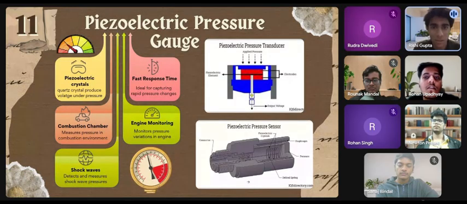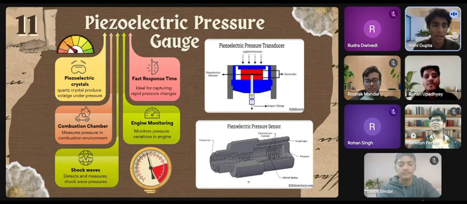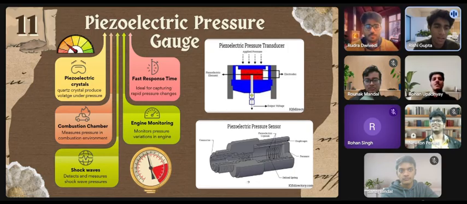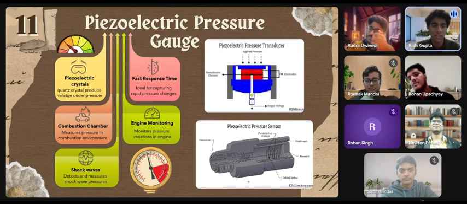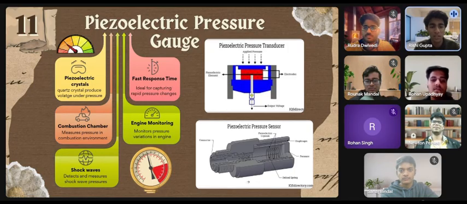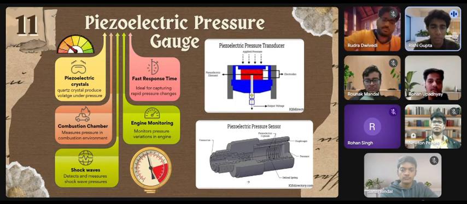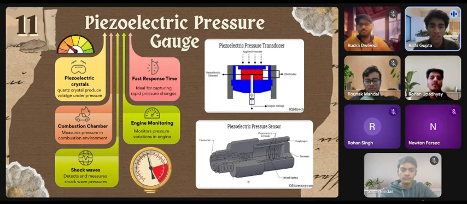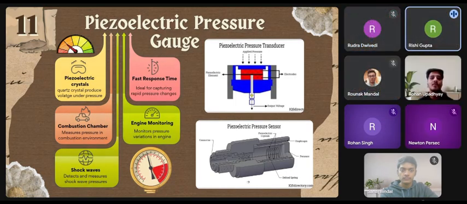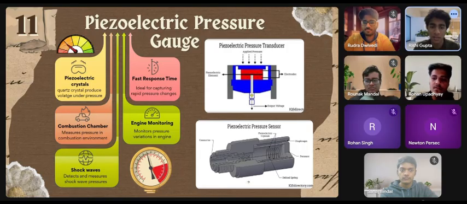So next is the piezoelectric pressure gauge. It contains piezoelectric crystals. These are the core crystals that produce voltage under pressure, and these gauges are also used to measure pressure in combustion environments. These also detect and measure shock wave pressure. It also has a fast response time, and it is also used in engineering. Next slide.